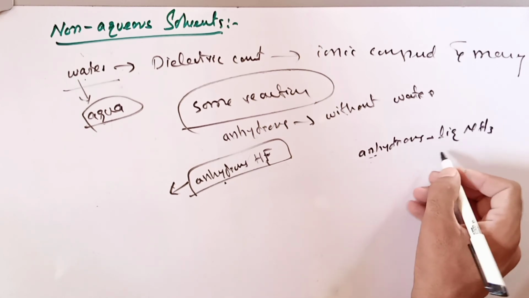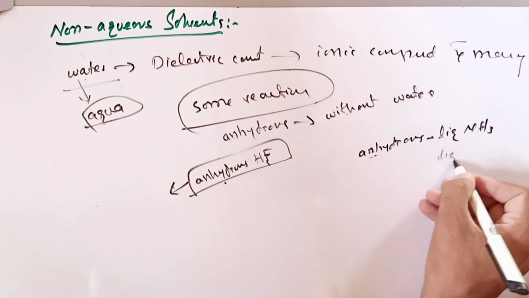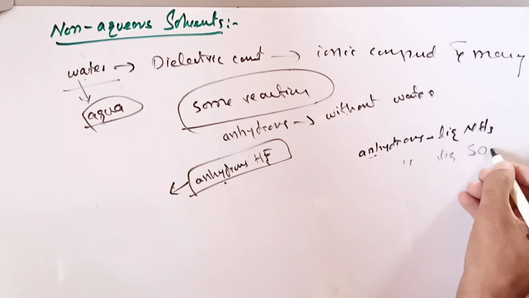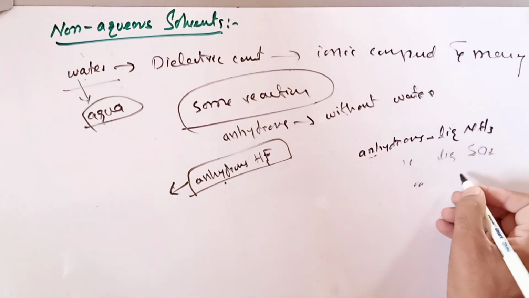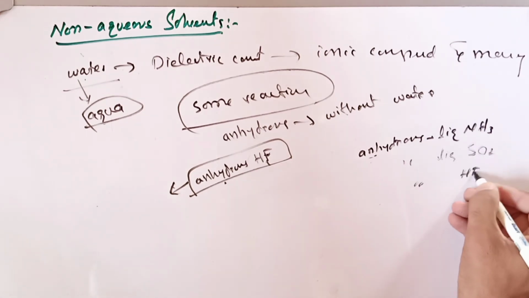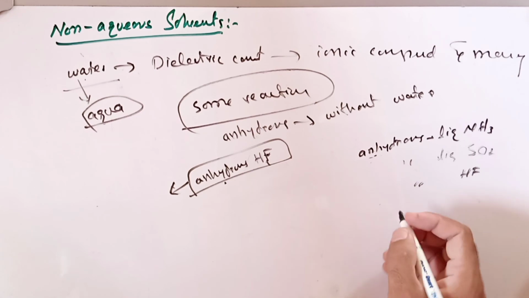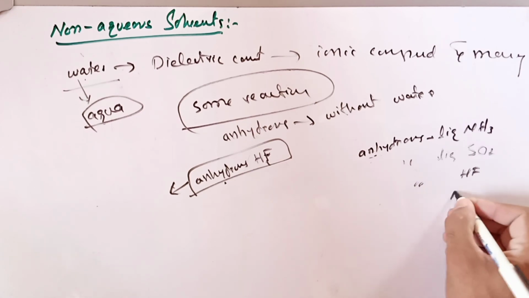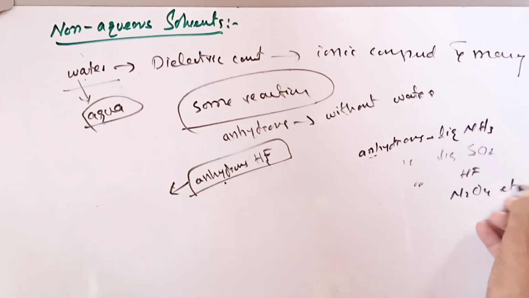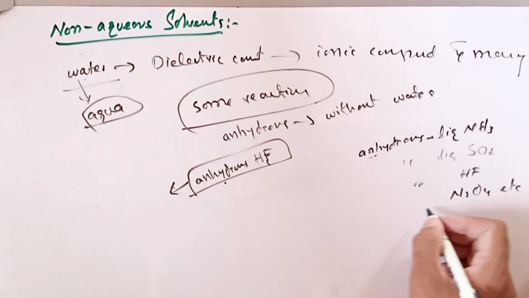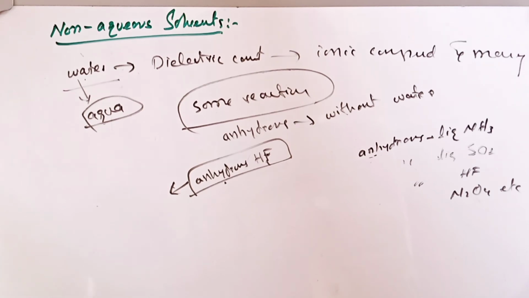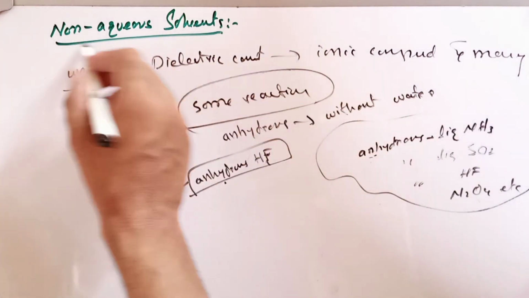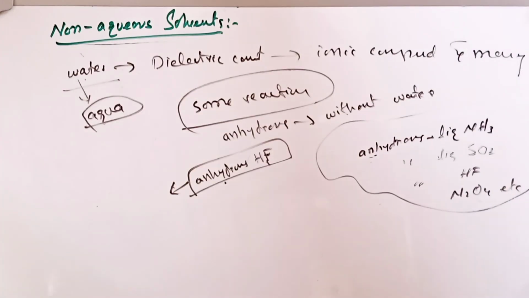For example, anhydrous liquid SO2, anhydrous liquid sulfur dioxide. Anhydrous liquid HF, as I told you before, anhydrous liquid N2O4, etc. These are all solvents where no water is used. So these solvents are called non-aqueous solvents. I hope it will be clear.